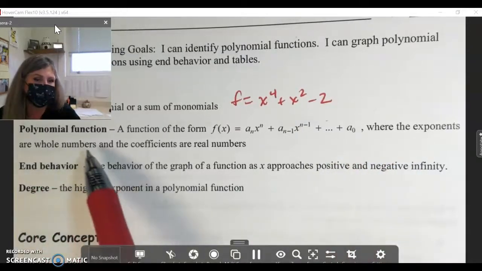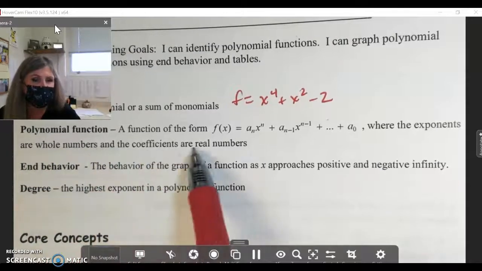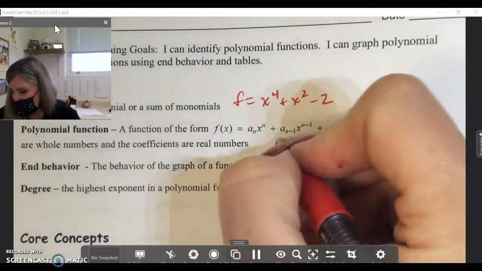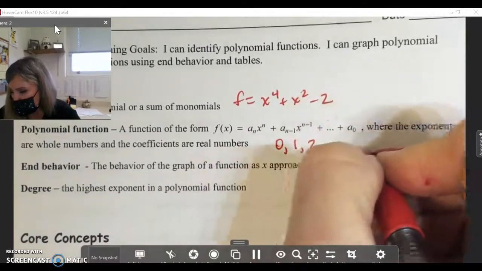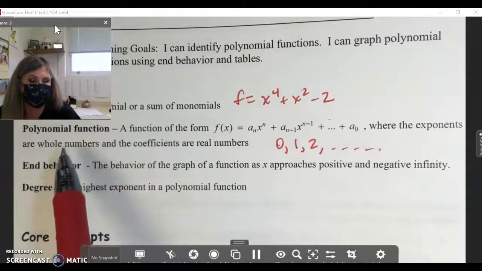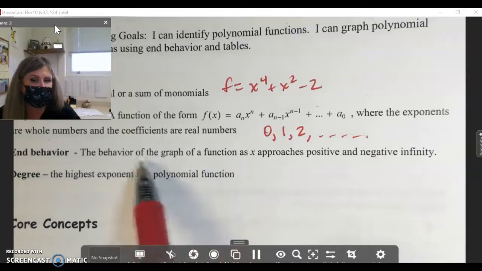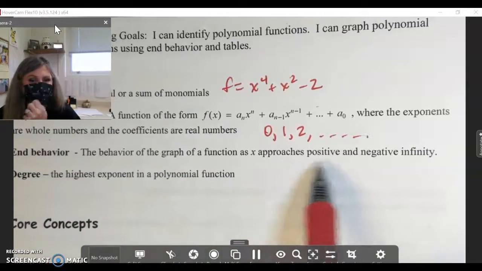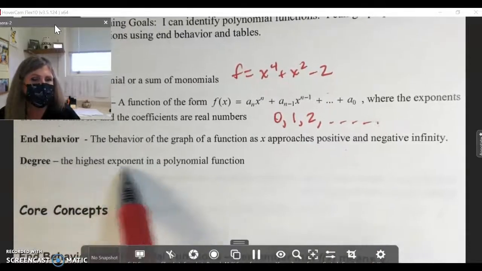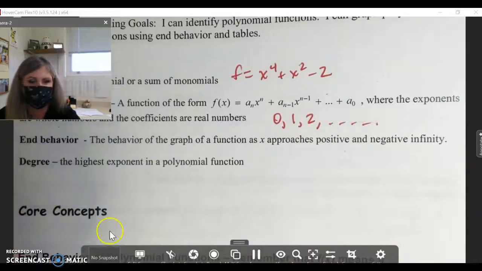It says the exponents are always going to be whole numbers. They have to be whole numbers, and the coefficients are real numbers. Whole numbers are numbers 0, 1, 2, ... So no negative numbers in the exponents. The end behavior tells us the behavior of the graph as x approaches positive or negative infinity. We're going to be looking at that. And then the degree is always that highest exponent in that polynomial function.